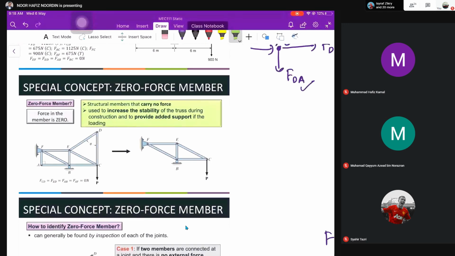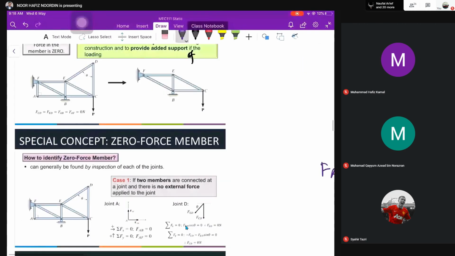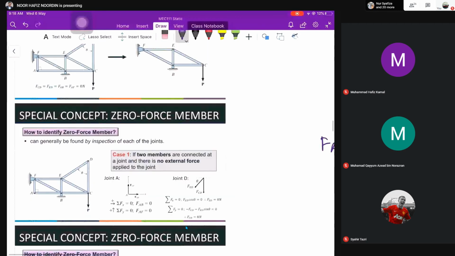First, structural members that carry no force. And then the second one is used to increase the stability of the truss during construction and to provide added support if the loading changes. Alright, and then in this case, kalau you tengok yang gambar sebelah kanan tu, mana dia punya zero force member? How to identify zero force member? Kalau tengok daripada slide ni, can generally be found by inspection of each of the joint.